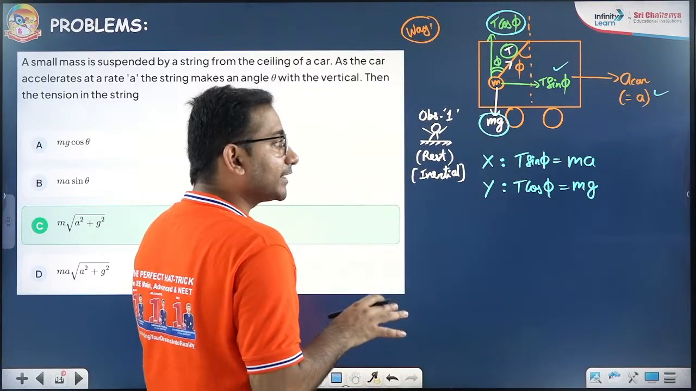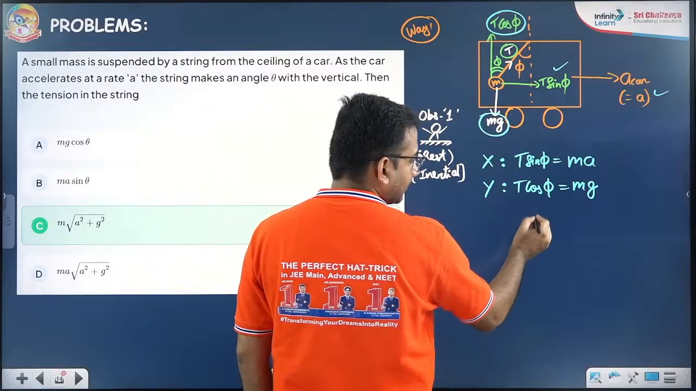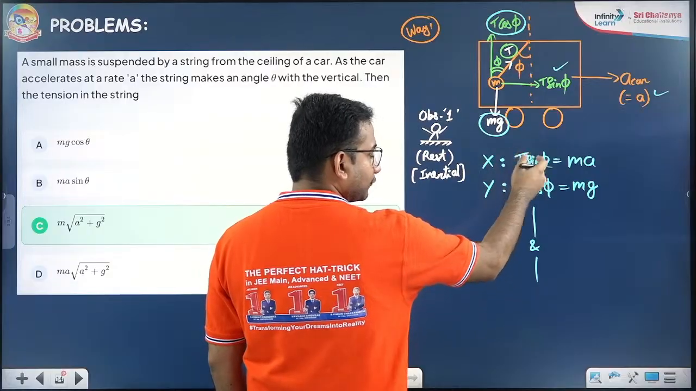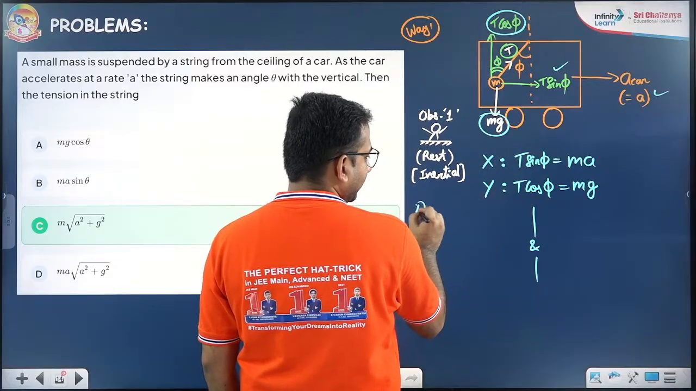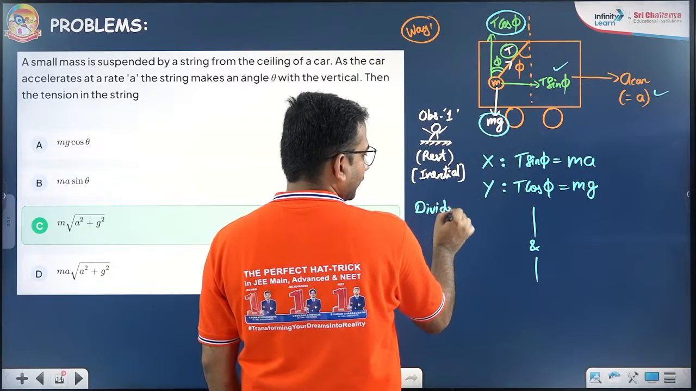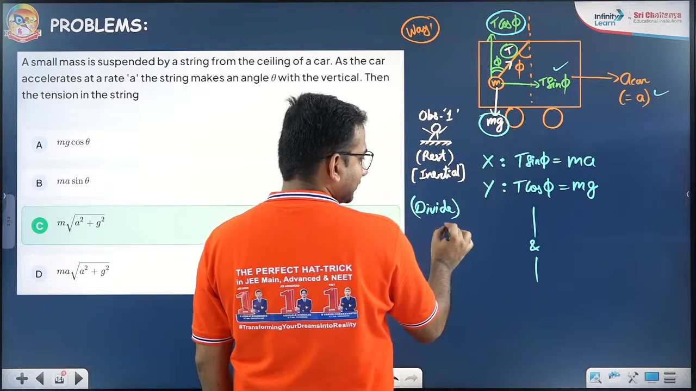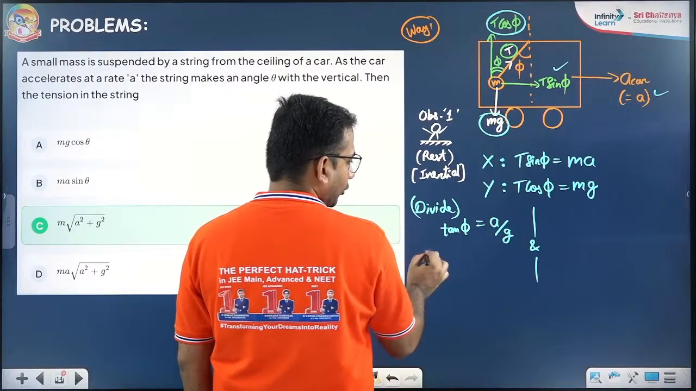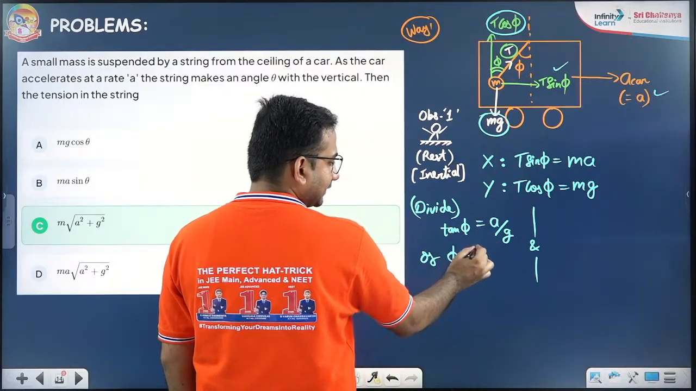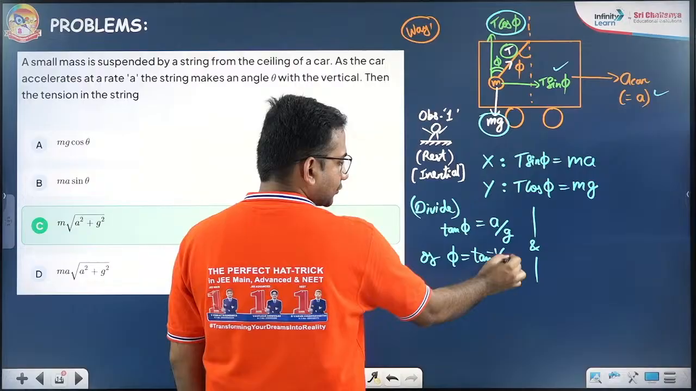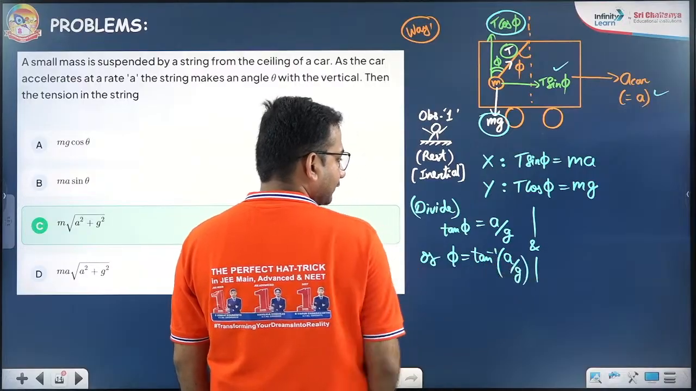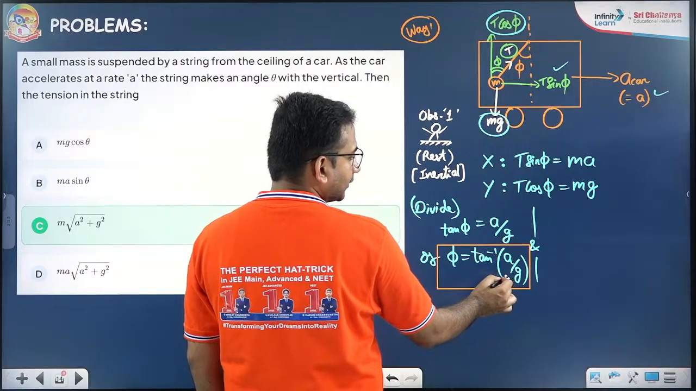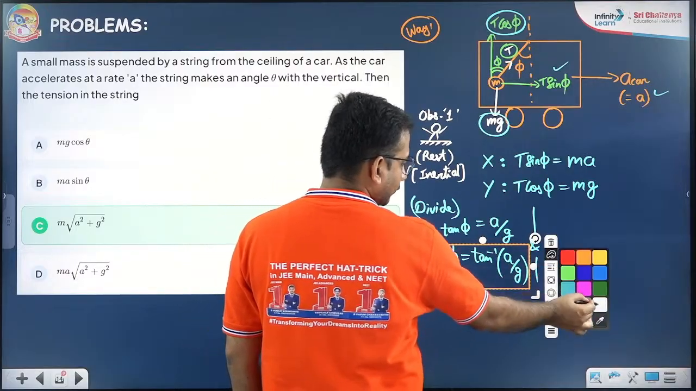They can even ask the angle phi. So if you divide, T will get cancelled. Tan phi will be equal to a by g, or phi will be equal to tan inverse a by g. That is one of the answers.